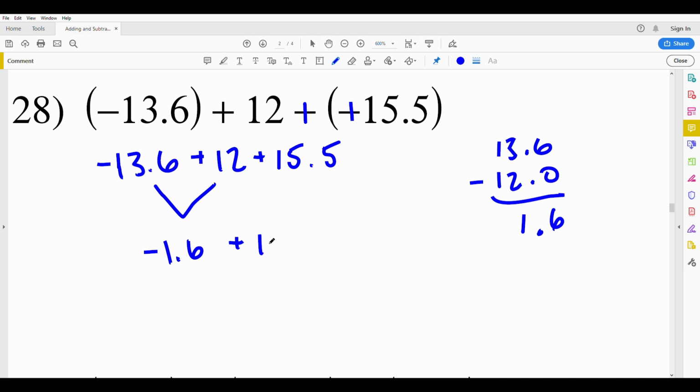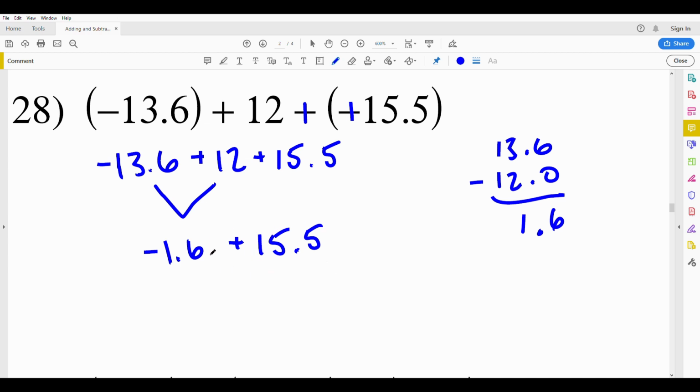But we still got to add 15.5 to that. So we have negative 1.6 plus 15.5, or 15 and 5/10. So we know our answer is going to be positive, because this negative number is a smaller distance than this positive number. So we're going to be a positive distance, or to the right of 0.